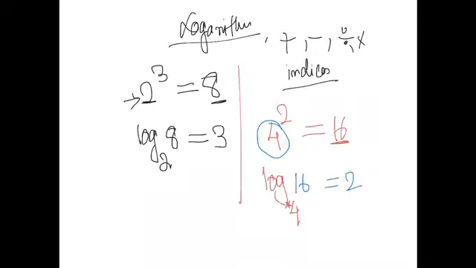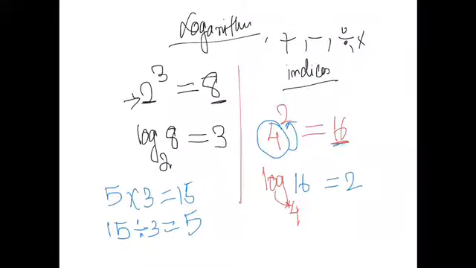So this is one way of expressing. If I do a logarithm function on 16 with base 4, I will get the value of 2. That's what the logarithm function talks of. Indices and logarithm are almost like plus and minus, expressing the same thing. For example, we can write 5 into 3 is equal to 15. We can also write it as 15 divided by 3 is equal to 5. Same thing. 4 square is equal to 16, we can write log of 16 base 4 is equal to 2. This is how we can do it.